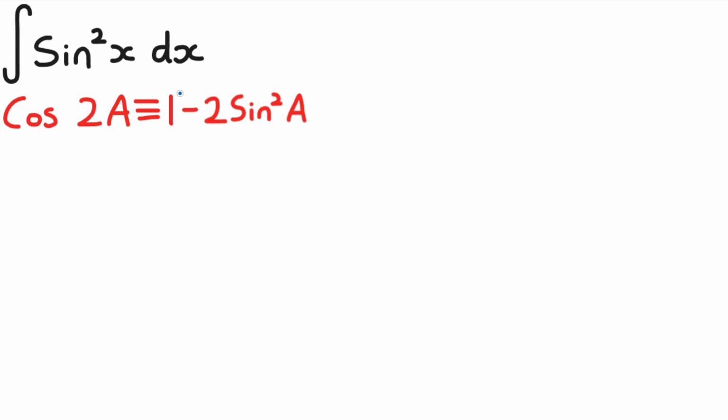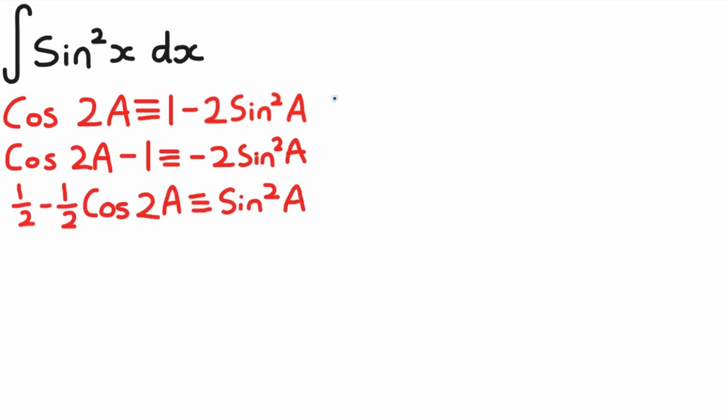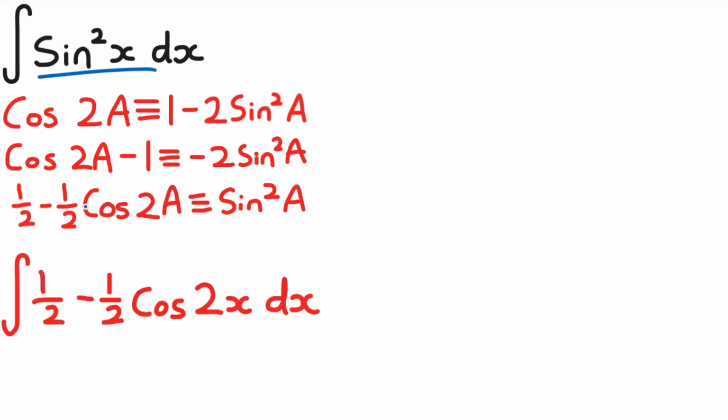Okay, so if we first move this 1 onto the other side, it becomes cos 2a minus 1 is equal to minus 2 sin squared a, and then we're going to divide both sides by this minus 2 here, so we get that half minus half cos 2a is equal to this sin squared a. Okay, and therefore, with x instead of a here, we're going to sub out this sin squared x for this half minus half cos 2x, okay?